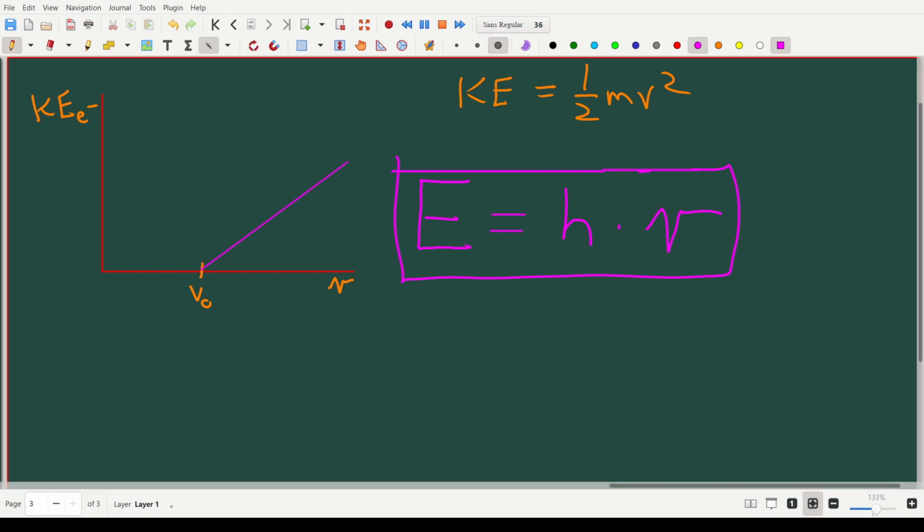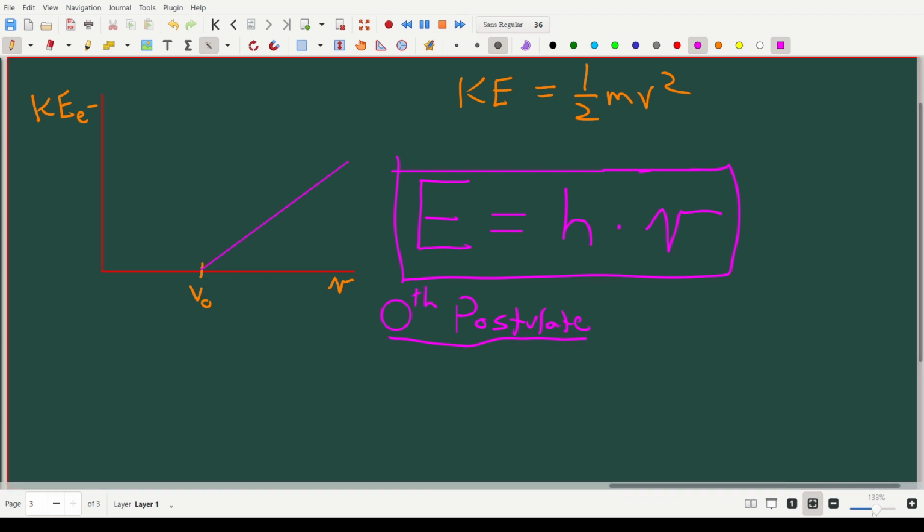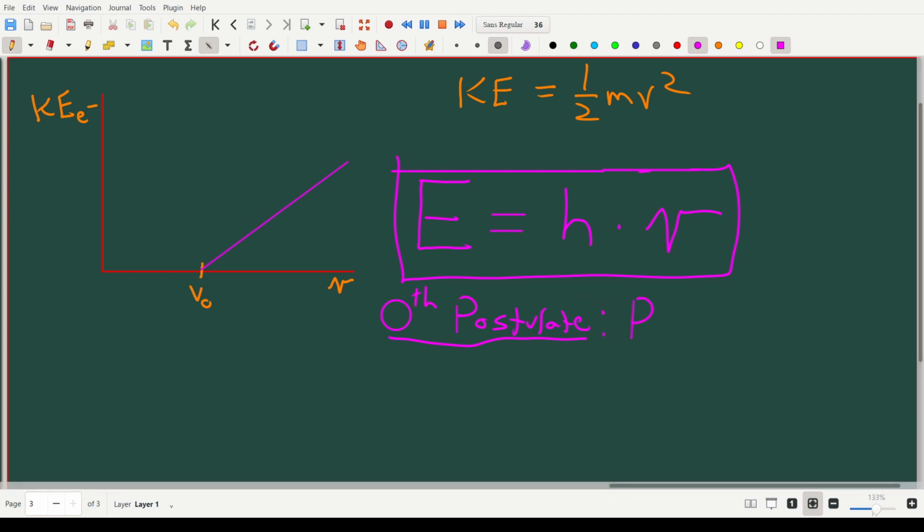This is what I would call our zeroth postulate. It's not our first one because it's not really a postulate, it's an observation. But it's so important in this class, this equation, that I'm going to call it a postulate. It's called Planck's law. And what does this say? It says that the energy of a particle, or any energy, in joules, is somehow proportional to a frequency. If you have an energy for your particle, it also has a frequency associated with it. Completely universal.